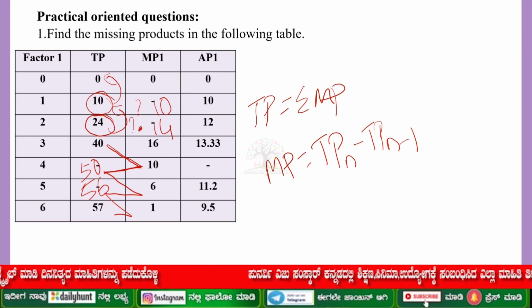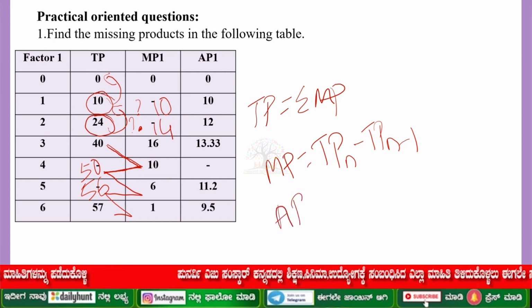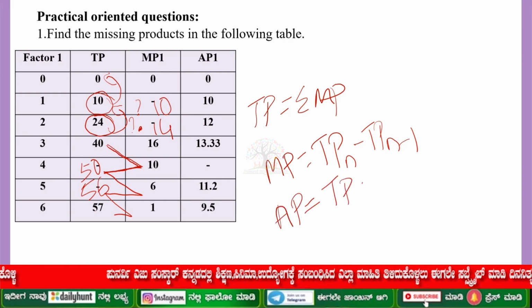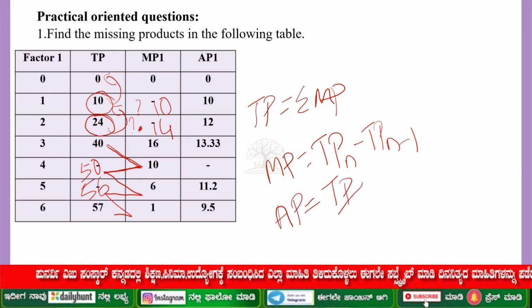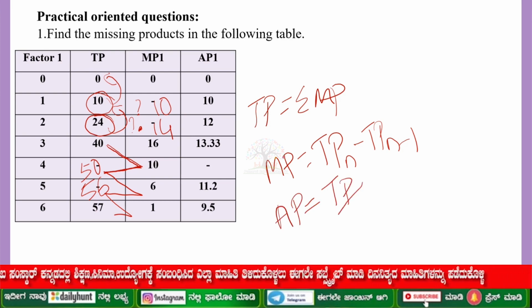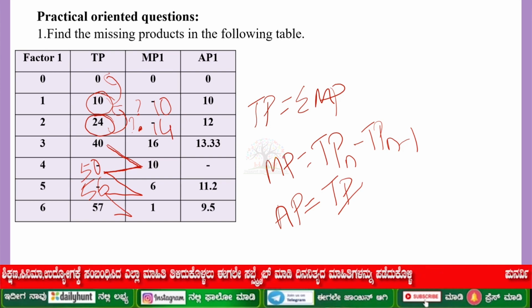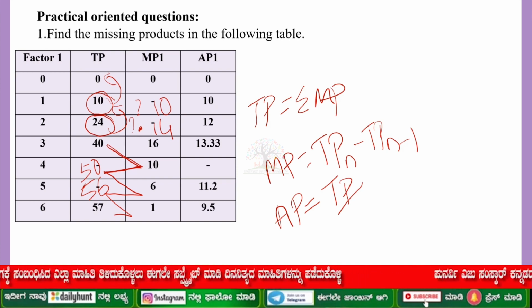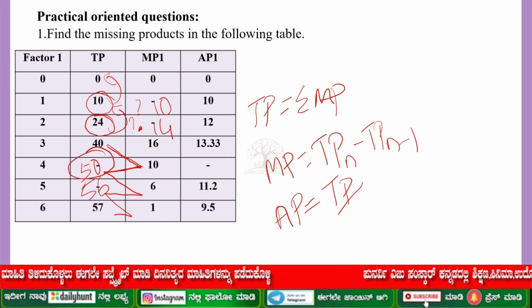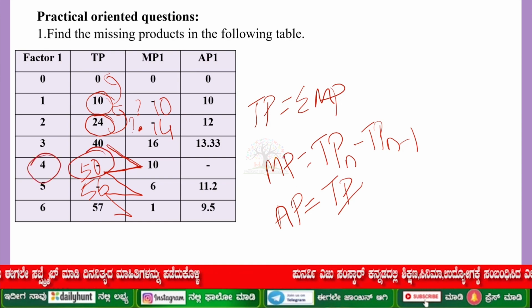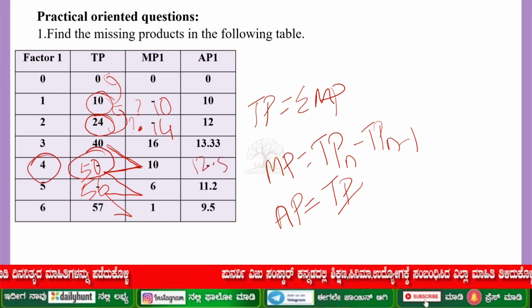So in this way you can calculate, and we know AP is equal to TP divided by the factor, that is labor. So when you do that you will get the answer. Here TP is 50, and divided by 4 you will get 12.5.